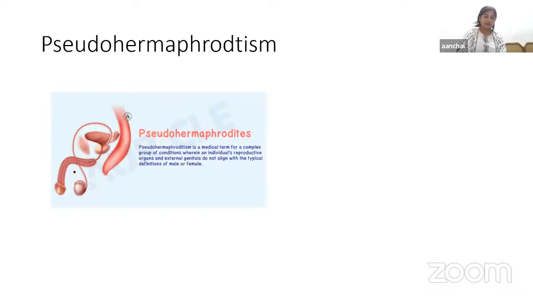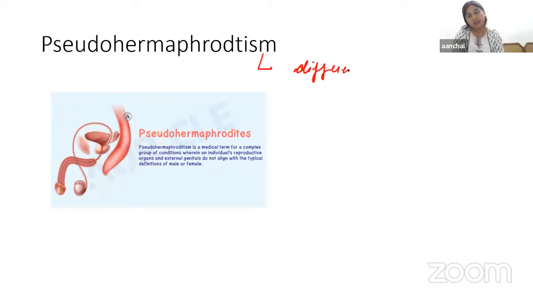So what is this condition? Okay, now what happened in this condition? This is the medical term for a complex group of conditions wherein individuals' reproductive organs and external genitalia do not align with the typical definition of male or female. This is the condition where male and female pseudohermaphrodites are persons in whom normal gonad development has occurred in accordance with their chromosomal sex, but with development of heterosexual, meaning different sex genitalia.